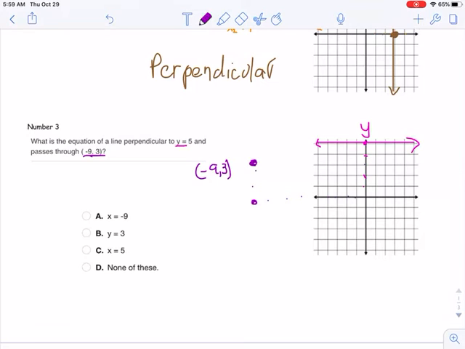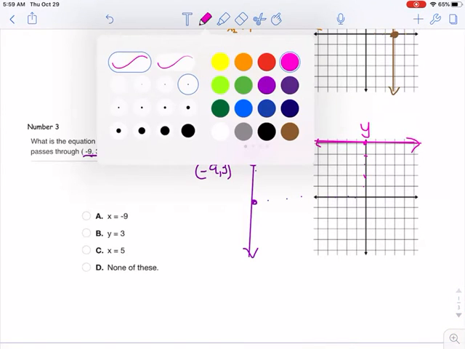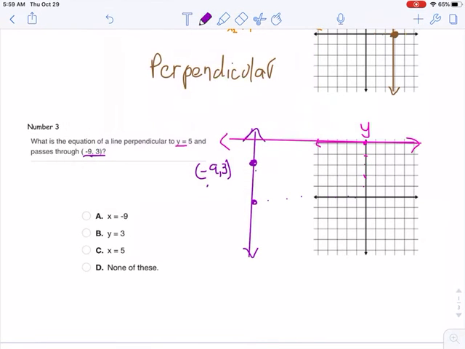So perpendicular to y equals 5, technically we don't even need to plot this. I think in the iBook the graph's not even provided, but it'd be a vertical line. All right, and then you just extend this pink line right here. So what's the equation of this purple line? Well, since it's y equals, what is perpendicular to y equals? It's going to be x equals negative 9. I need the x value. All right, so the answer is number A.